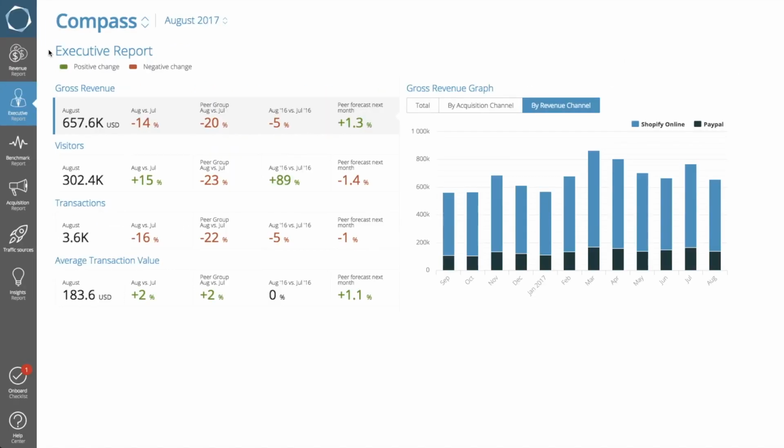The executive report provides contextual information that helps you understand how internal versus external factors are influencing these metrics: gross revenue, unique visitors, transactions, and average transaction value. Internal factors could be something like a new web store design or marketing campaigns that you're running, whereas an external factor could be something like the holiday season.